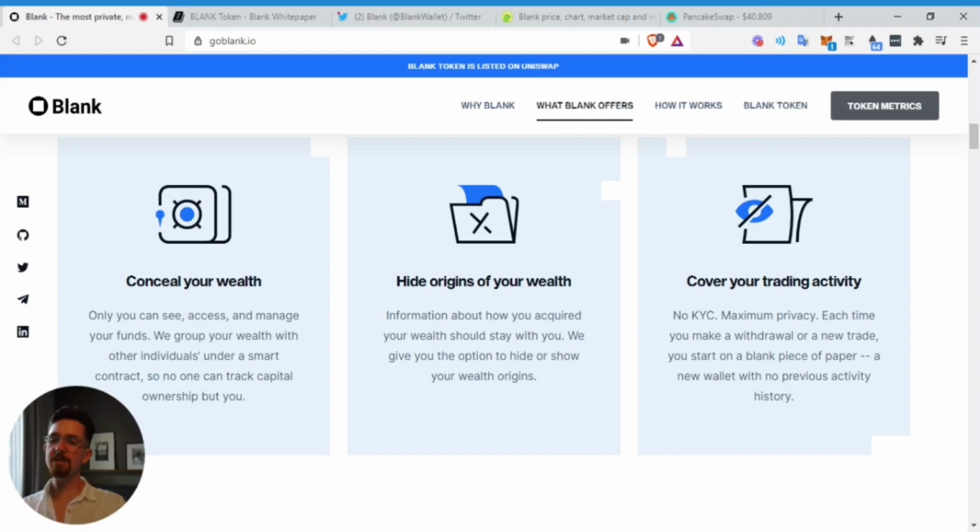Only you can see, access, and manage your funds. We group your wealth with other individuals under a smart contract. So that's kind of what they're talking about, mixing all those things in the pool instead of having you sticking out of the pool, exposed with your IP address. Hide origins of your wealth. Information about how you acquired your wealth should stay with you. We give you the option to hide or show your wealth origins.